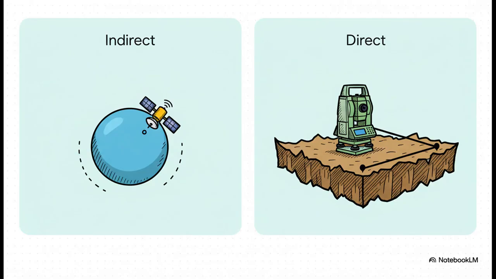See, this isn't about an equipment failure at all. It's a fundamental clash between two completely different ways of looking at the world. The satellite, that's giving you an indirect measurement from way up in space using a perfect global model. But the laser on the ground, that's giving you a direct, real-world measurement right there on the surface. To figure out why they don't agree, we've got to track down two hidden culprits.